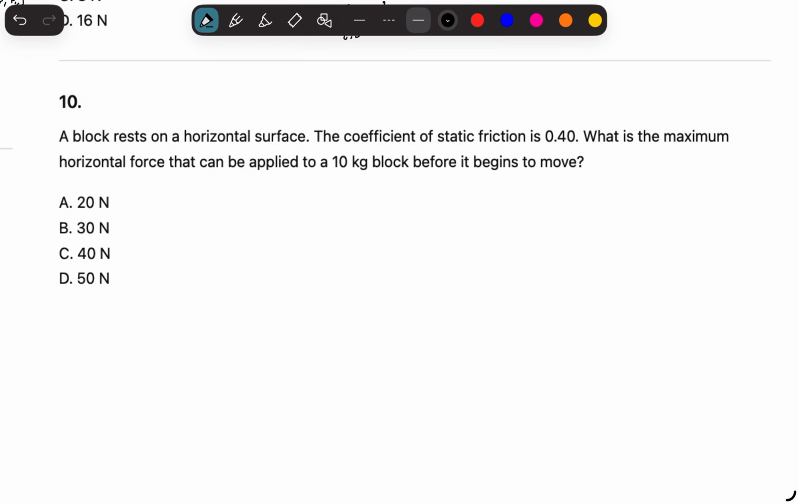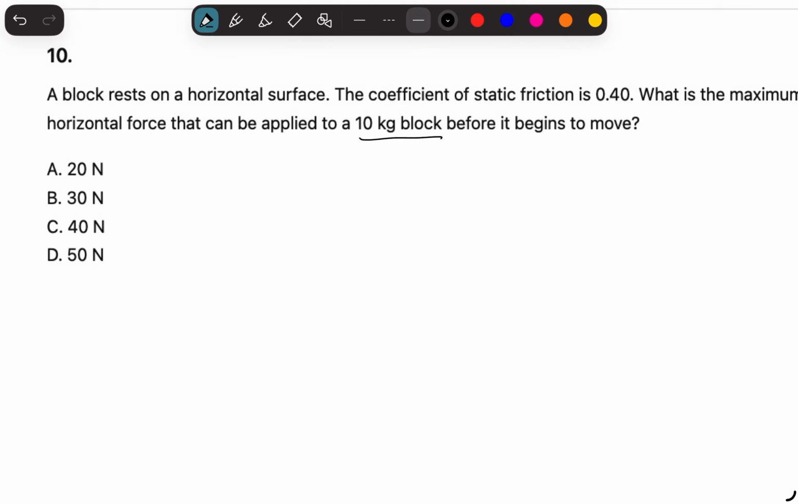A block rests on a horizontal surface. The coefficient of static friction is 0.4. What is the maximum horizontal force that can be applied to a 10 kilogram block before it begins to move? So if it's at rest and we're looking at before it's going to move, this means we're not looking at kinetic friction, because kinetic friction means you have a friction force that is reducing your motion, but that means that you're also already moving. But if it's not moving yet, that means you have a state of static friction because the molecules are being held in place by a current situation. So it's a static object.